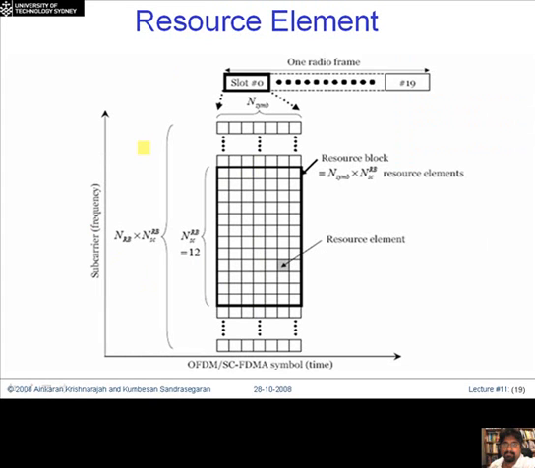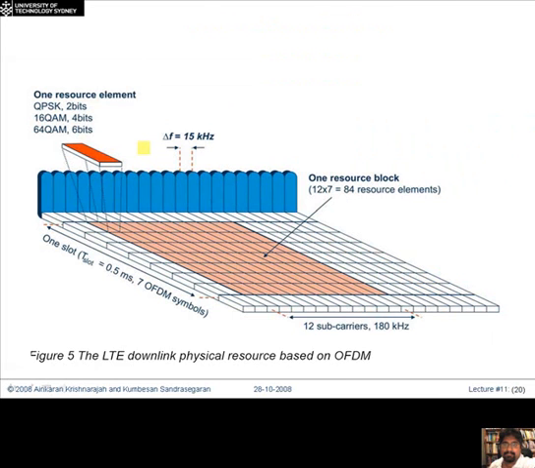Now inside, if you go further into a resource block, this is the same diagram as the previous diagram. You can have something called a resource element. You think of that resource block as a matrix made up of a number of subcarriers and one time slot across there. Then each square is referred to as a resource element, and in those resource elements, that's where you place your modulated symbols. Okay, again, the same concept drawn a different way.